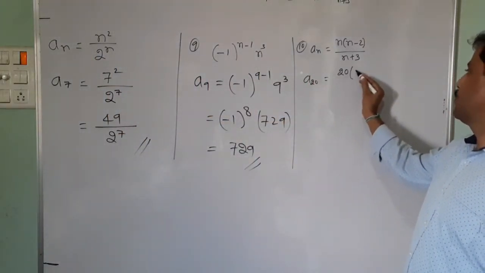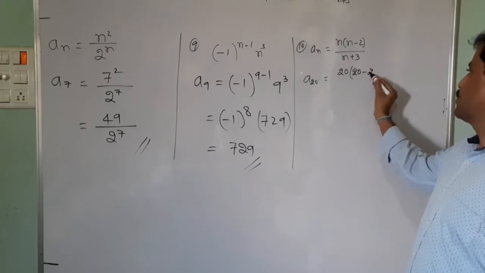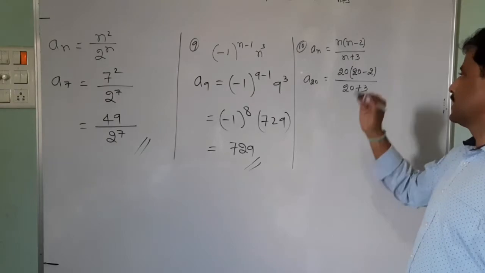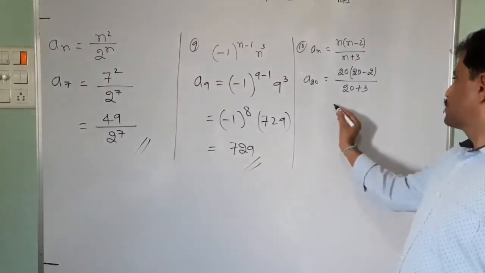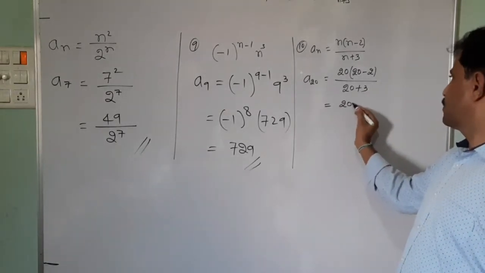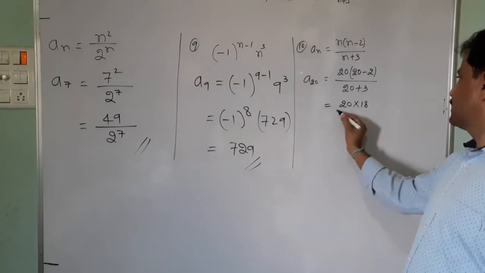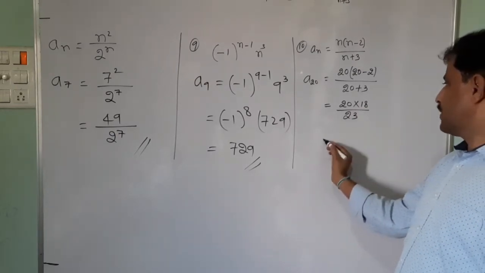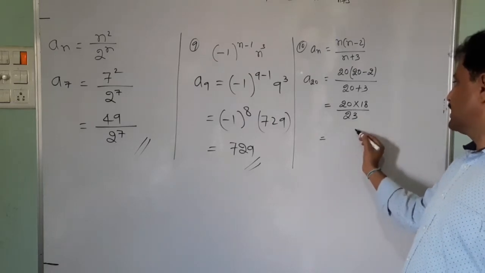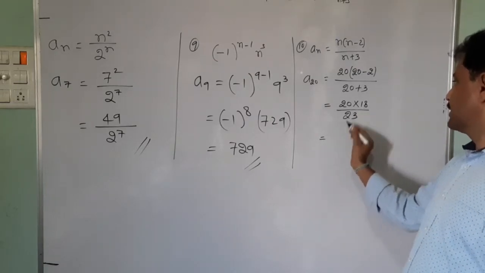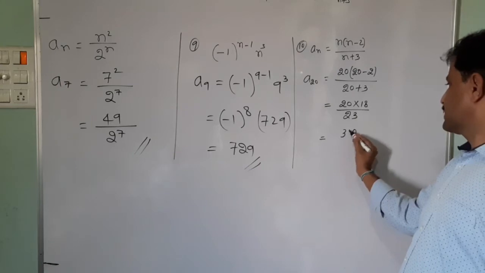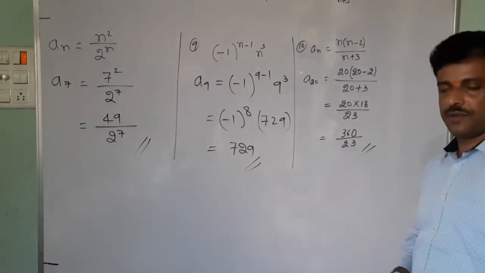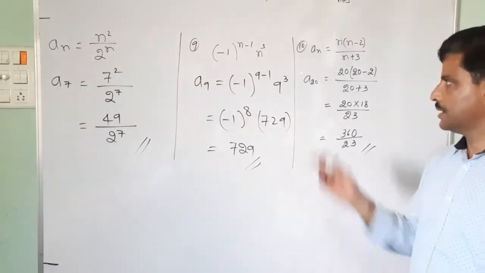20 into (20 minus 2) divided by (20 plus 3). So 20 minus 2 is 18, and 20 plus 3 is 23. Then 18 times 20: 18 twos are 36, so 360, divided by 23. This is the value of a_20. Okay, write it like this.